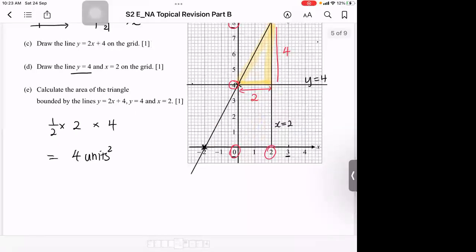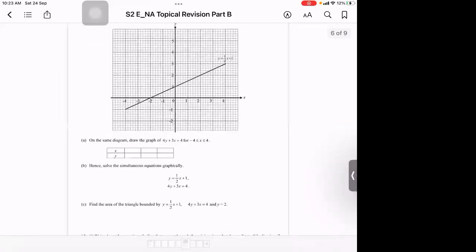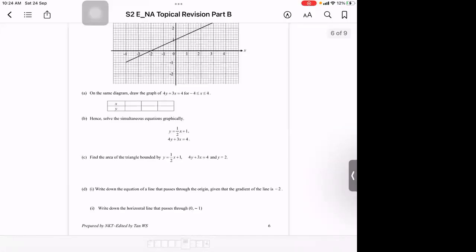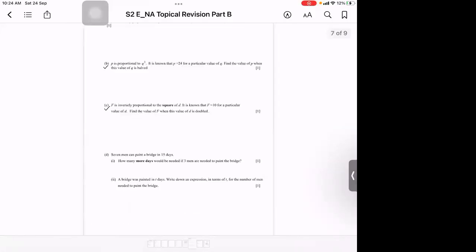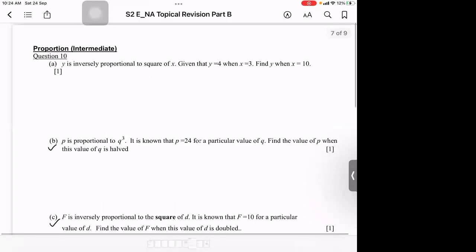Okay, left with a few more minutes. Let me do this one. This one, I'm not going to do because I suspect they will do more of a quadratic graph than a straight line graph. So I'm not going to spend too much time on this. I'll do the next page. This one over here, proportion.